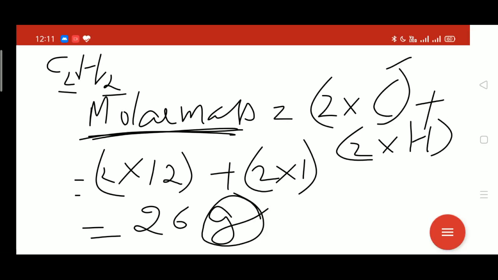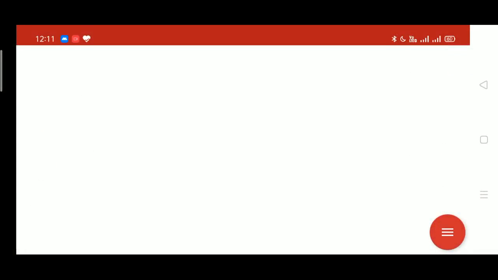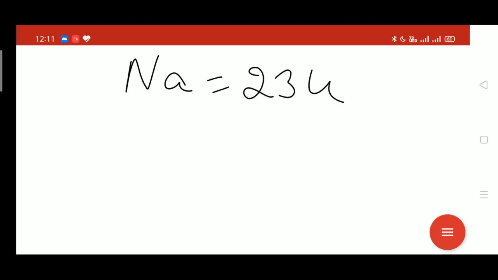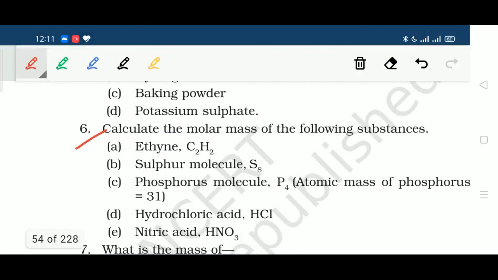If you were asked molecular mass, then you will be writing U, but if you are asked molar mass, you will be writing G. Similarly, for any atomic substance, that means a substance which is made up of atoms, for example, let us say sodium, atomic mass is 23 U, so its molar mass will be equal to 23 G, that is the gram atomic mass. So students, solve the remaining parts of question number 6 in your notebook.